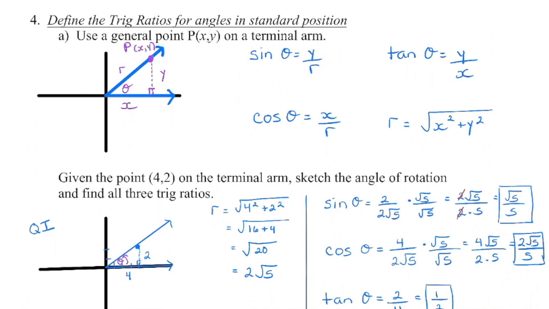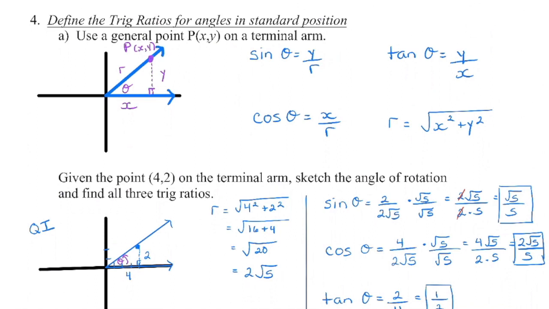X can be negative if it's over here. Y can be negative if it's down here. But because the radius is a distance measure, that will always be a positive number. We know from grade 10 that the sine ratio is opposite over hypotenuse. So I can define my opposite side by the y value of that number.